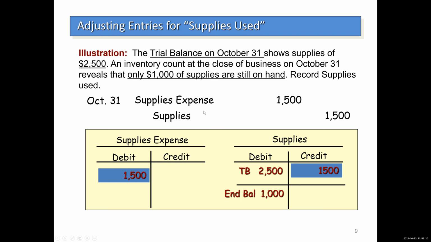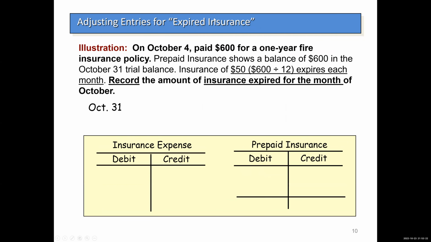Okay. Now, another example would be expired insurance. On October 4, we paid $600 for a 1-year fire insurance policy. So when we buy the policy, we own the policy, so it's our asset. We're going to be debiting prepaid insurance by $600. Now, at the end of the month, October 31, we have 1 month of insurance policy that expired, and that's our expense, right?